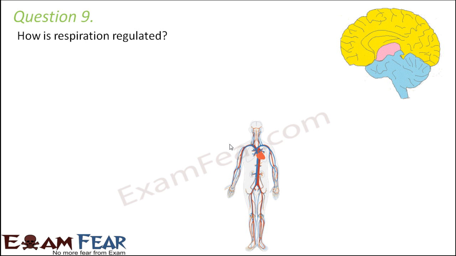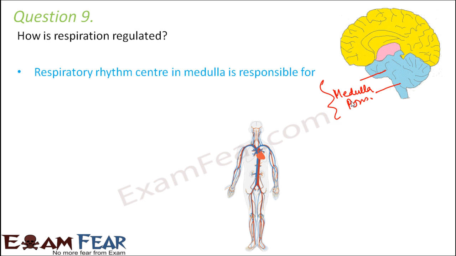Now, which part of the brain exactly? The respiration centers are mostly located in these two parts, medulla and pons. These are the two parts where the respiratory centers are located. Now, let us see what is located where. The respiratory rhythm center in the medulla is responsible for regulating respiration. That portion of the medulla which controls respiration activities is called the respiratory rhythm center.